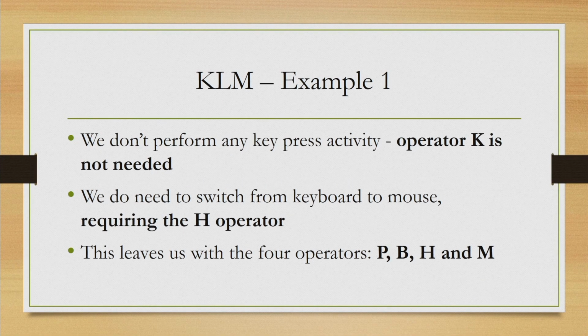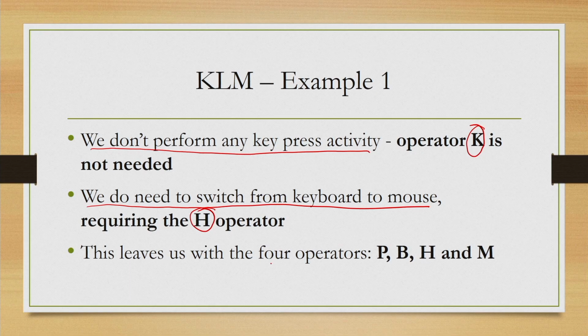If we analyze the interaction task, we may note that we do not perform any key press activity. So, K is not required. So, we can exclude the use of K. And since everything is done with the mouse, we do not need to switch from keyboard to mouse. So, we do not require the H operator as well. Then this leaves us with only 3 operators, namely P, B and M. So, there will be no H operator.